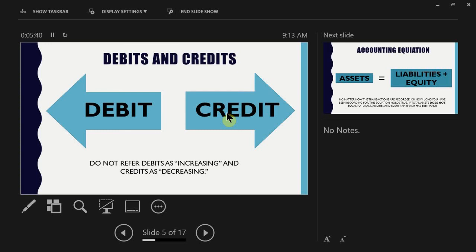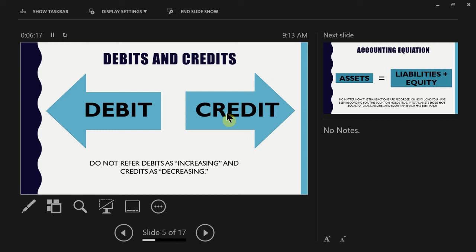But this goes along with how you look at your journal. You would generally debit on the left side and you would generally credit on the right side. So this is more of an appearance kind of thing. But if I were to talk to you about putting it on the left side, it just means to put it on the debit side. Again, I don't use it that way, but just know that left means debit, right means credit, okay?